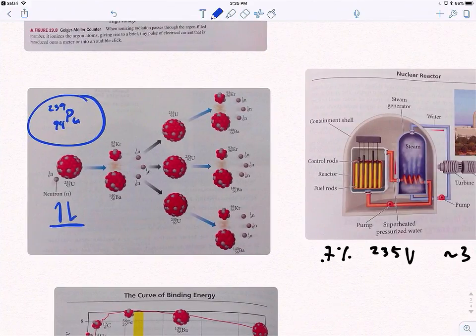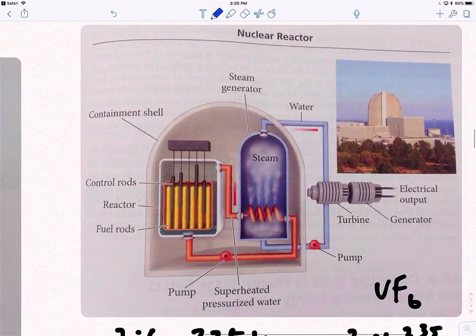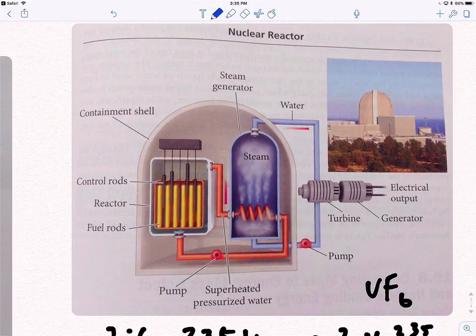Okay, well, let me go talk about nuclear power. What do we use nuclear materials for? We use it for nuclear power. Same idea. This one is a pressurized water reactor. There are a couple of different types of reactor.